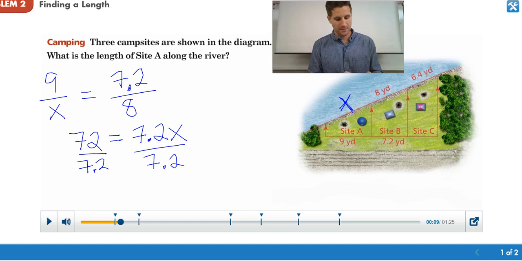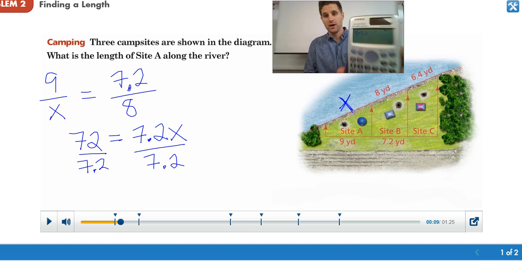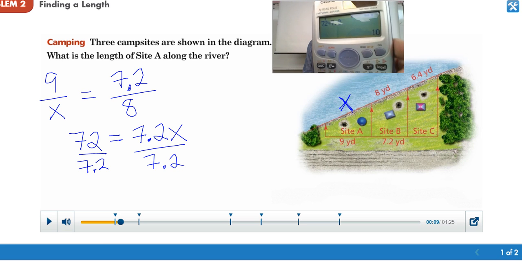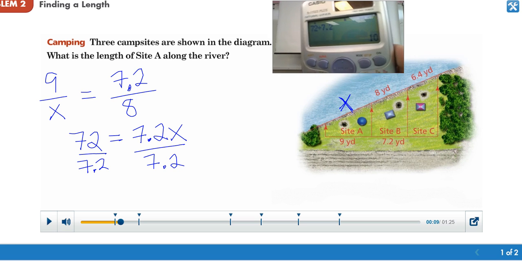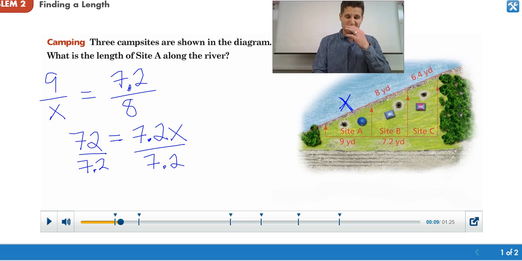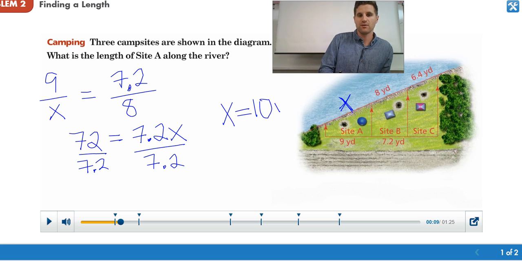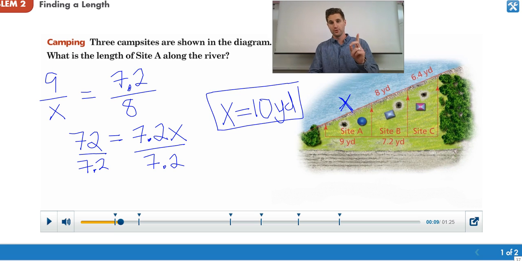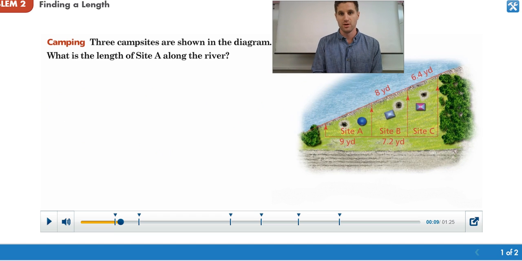And you know what? I'm just going to double check that this is correct. I'm not 100% sure, but I'm pretty sure 10 should be our right answer. And in fact it is. And we get x equals 10. And we want to write yards because this is a word problem. We want to make sure that we include units of measure. All right, last problem.